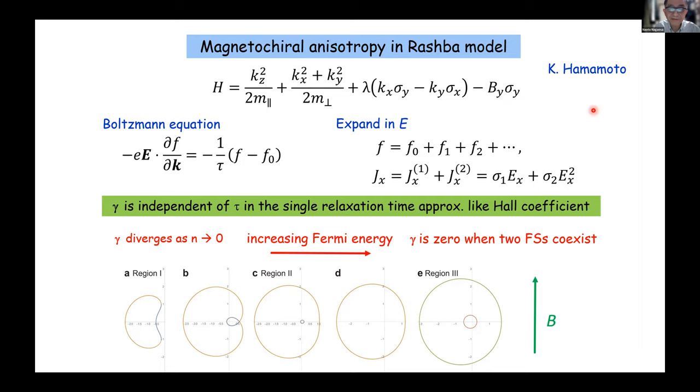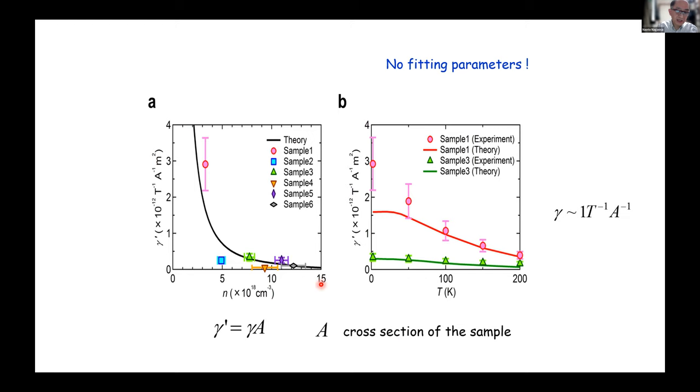And here is a comparison between the theory and the experiment. So this black curve is a theoretical calculation, without any fitting parameters, because this material is very well studied in terms of angle resolved photoemission spectroscopy and also first principles calculation. Then we took the values from that information, and then we have theoretical curves like that. And then here is the experimental value, including the absolute value. We have a very good agreement between theory and experiment. Also, the temperature dependence could be analyzed. So the gamma value is typically in units of Tesla inverse and ampere inverse.